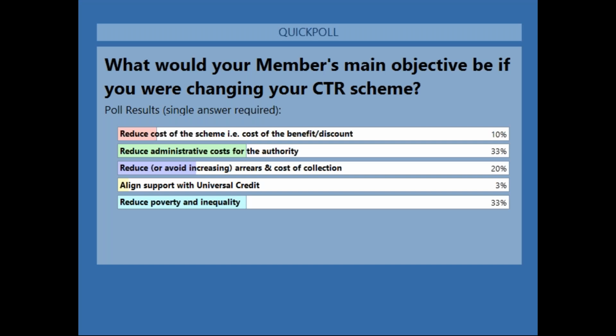Okay, so we have 33% of members, their main objective would be to reduce the admin costs for the authority, and there's also 33% of you say that members would look to reduce poverty and inequality, so that's a very interesting tie there, followed by 20% looking to reduce or avoid increasing arrears and cost to residents, 10% reducing the cost of the scheme, and 3% aligning support with universal credit. Zoe, any comments on those poll responses?